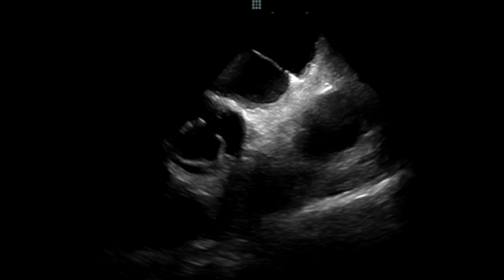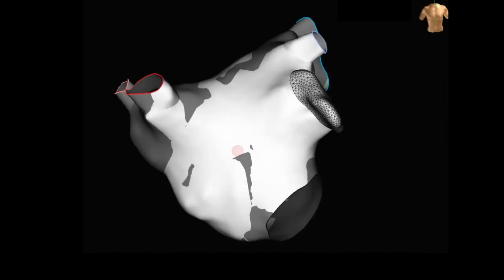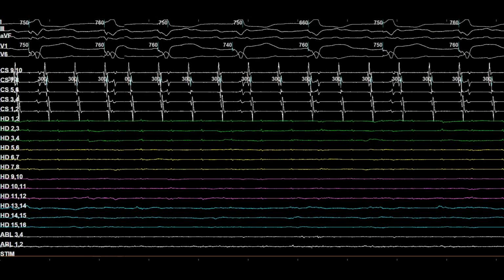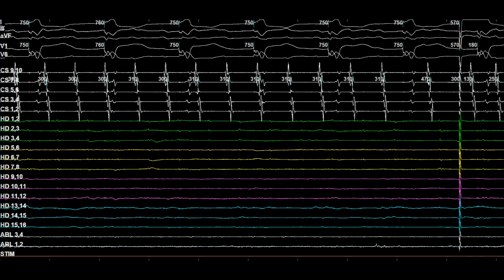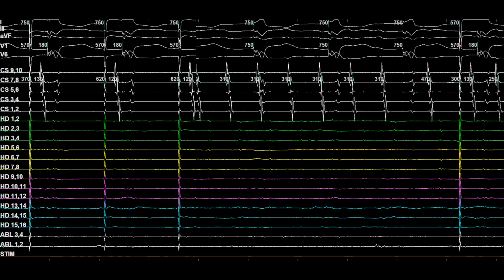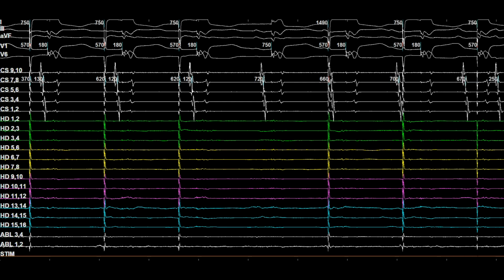Remember, you have both the ICE as well as the mapping system to be able to perform this. And now you know that this is how we perform the lesions from that area of the coronary cusp towards the right superior pulmonary vein, which resulted in termination of the atrial tachycardia into sinus rhythm.